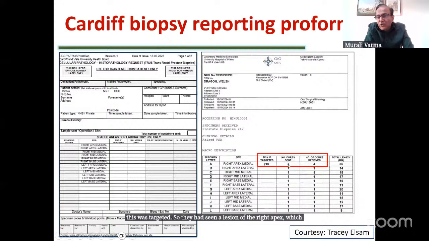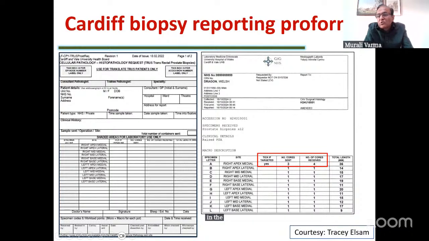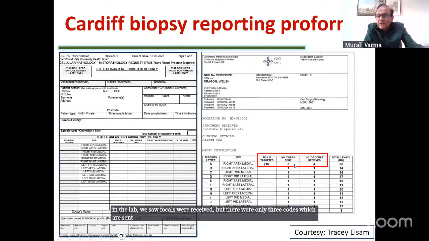They had taken 3 cores from the right apex. Now, we also put in what we saw in the lab. We saw 4 cores were received, but there were only 3 cores which were sent. So that information is there in the report.